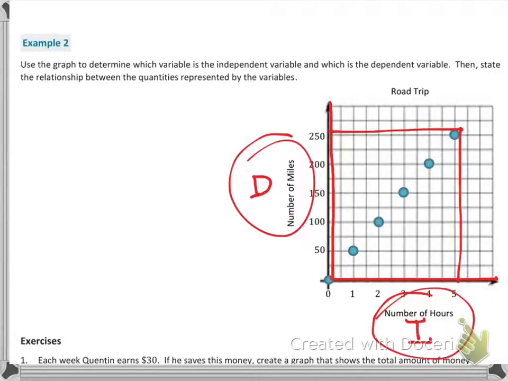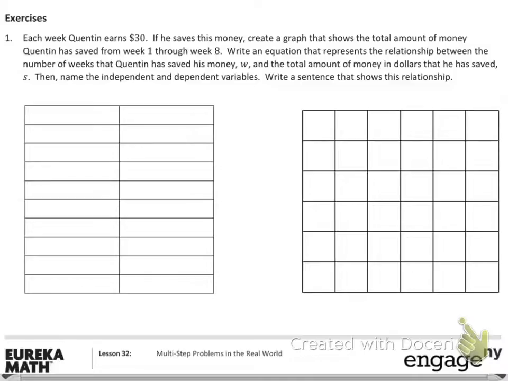All right, now it's your turn. Let's go to exercise 1. Please pause the video, and I want you to try this. I want you to see if you can make yourself a table with the independent and the dependent variable in the correct spot, and then create yourself a graph. And when you've finished up, start the video again. I'll show you how to solve it correctly.